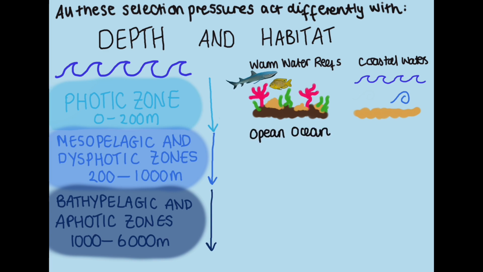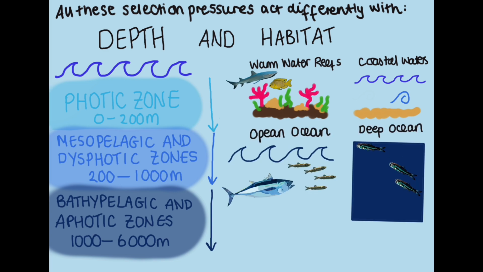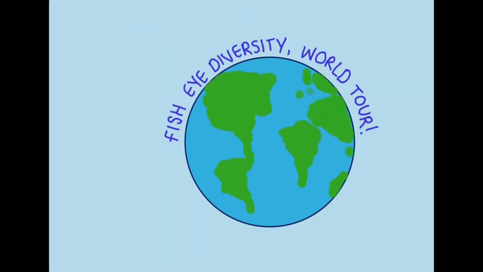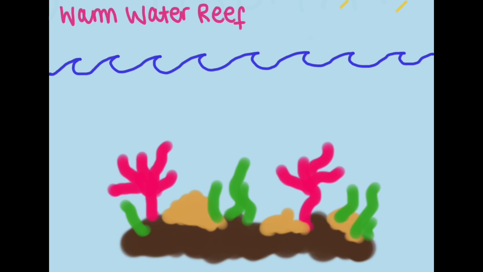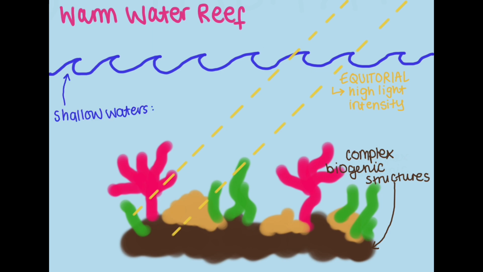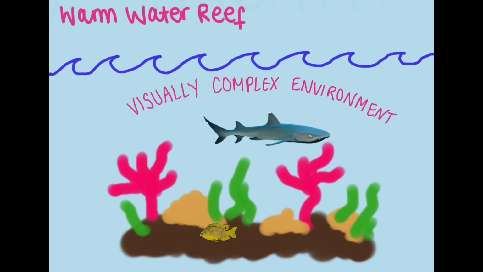These selection pressures act differently with depth and habitat type, as the habitat has different compositions of scatterers and absorbers in the water, meaning a different visual environment. Let's do a habitat diversity tour. Warm water reefs are categorised by a high light intensity in the equatorial regions, and the biogenic structures create complex shadows and crevices, meaning a very complex visual environment with a greater available spectra.